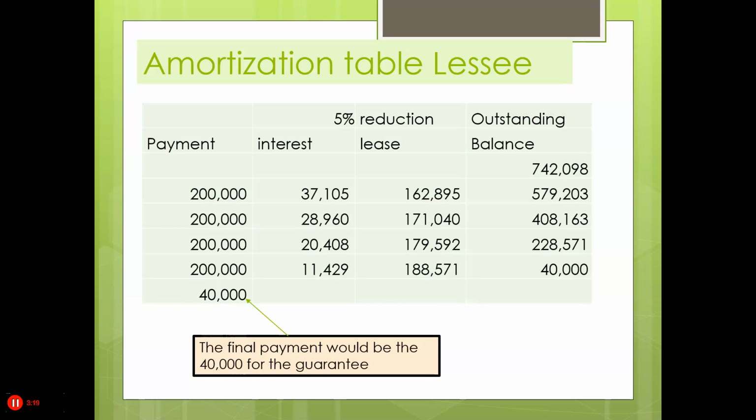Now, here is an amortization table. So every time a $200,000 payment is paid by the lessee, they're going to record interest expense for the first one. The portion is going to be $37,105, and the amount that reduces the lease liability will be $162,895. And each time you go to figure that out, you're going to take the balance in the account times the interest rate, and that will tell you how much is going to be the interest expense. So the last payment should be the $40,000 for the guarantee.